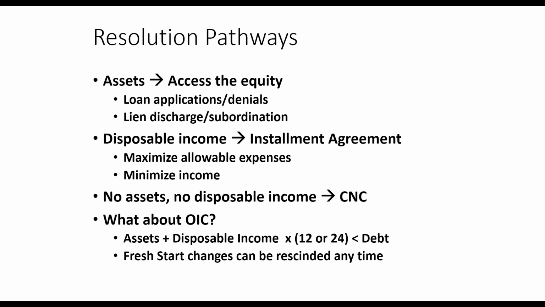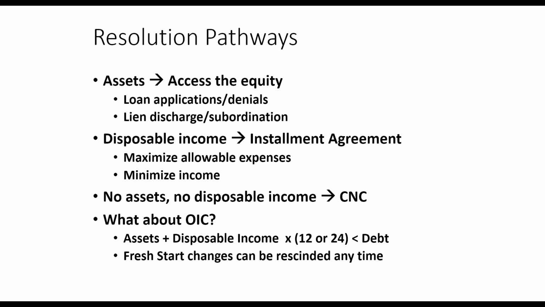Okay? Don't forget that the formula for the offer in compromise is the quick sale value of their assets minus any encumbrances, plus the taxpayer's disposable income times either 12 or 24 months, depending on which of the two doubt as to collectability payment plans they're going to be under. If the sum of those assets and the disposable income over 1 or 2 years is less than the debt, then they may be OIC eligible.